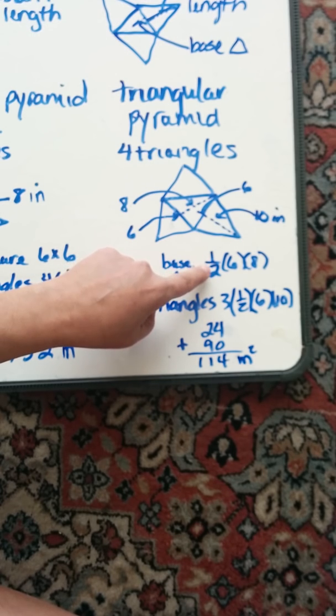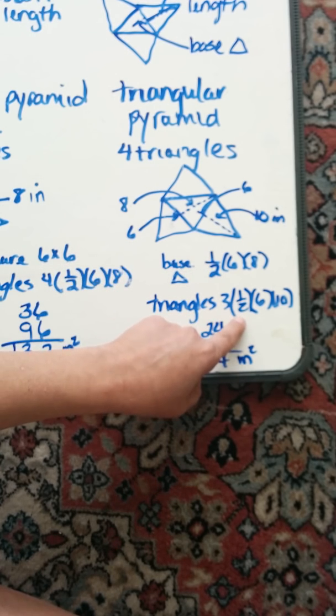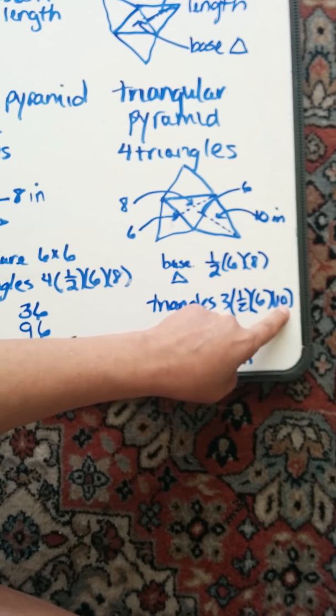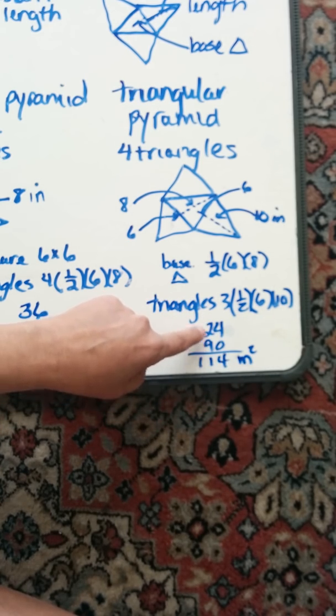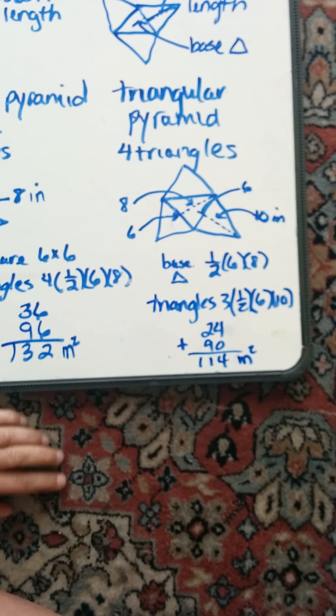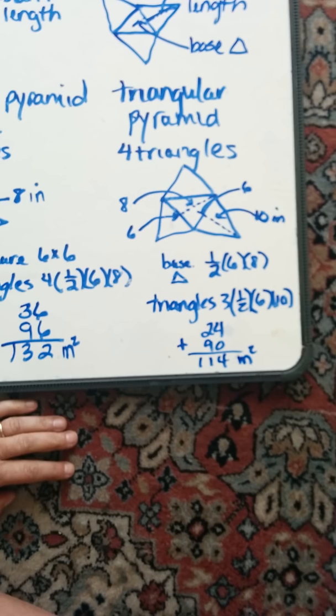This is my base triangle, and here we have 1/2 of 6 is 3, 3 times 3 is 9, 9 times 10 is 90. So I add these up, and I get 114 square inches. And that's how you find the surface area of some pyramids.